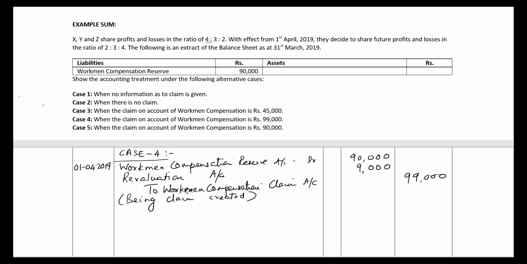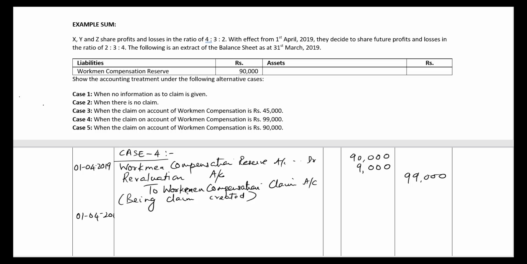Now on debiting this revaluation account with 9,000, it results in a loss on revaluation which needs to be transferred to partners' capital accounts in old profit sharing ratio. So we'll do that next.